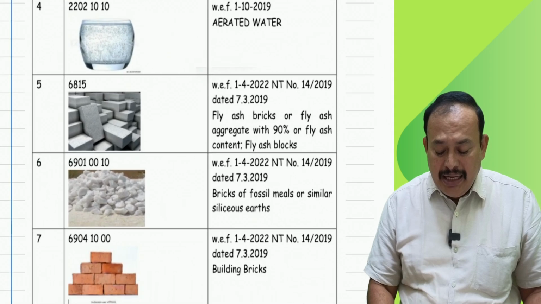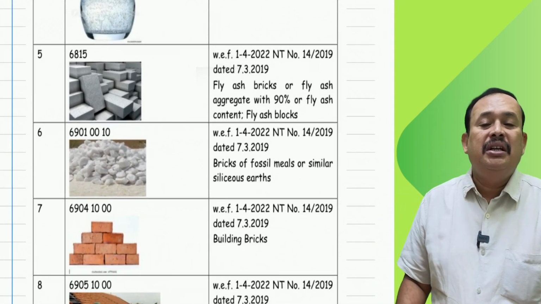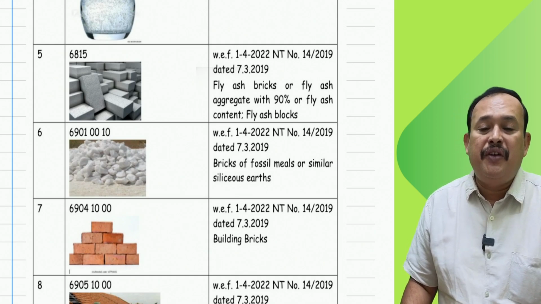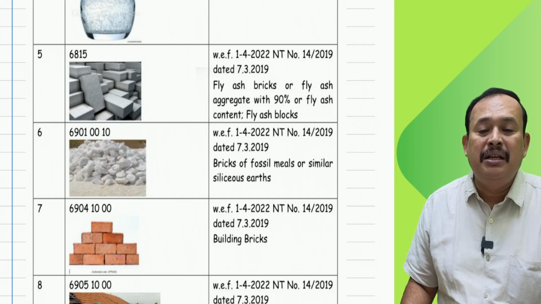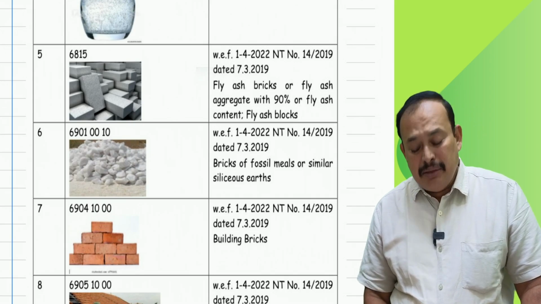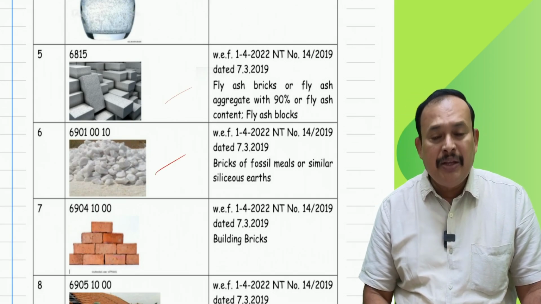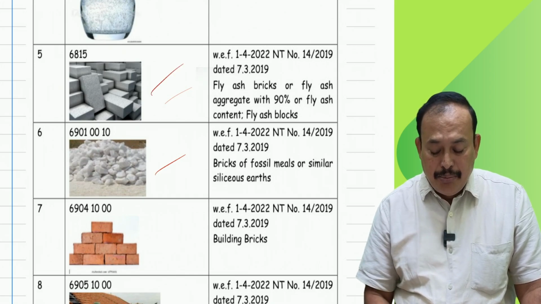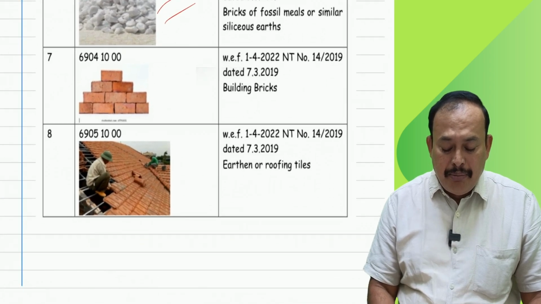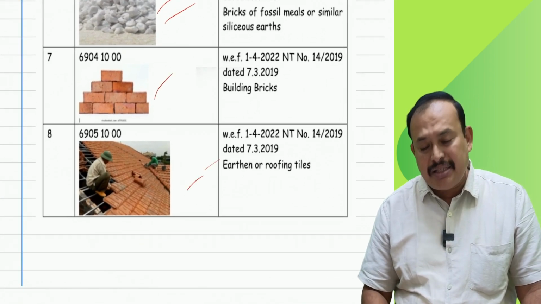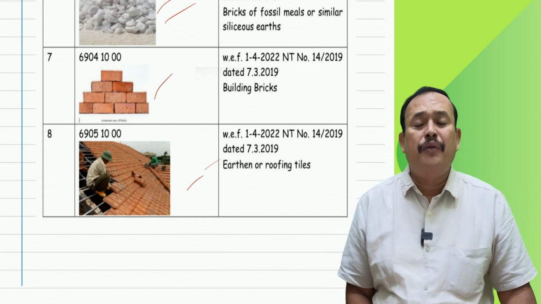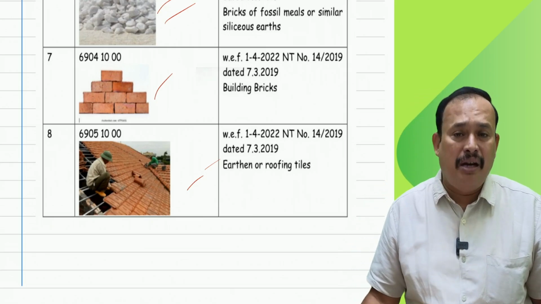Further, fly ash bricks manufacturers are disqualified from composition scheme. Manufacture of bricks of fossil meal, diatomaceous earth, also not qualified for the composition scheme, irrespective of the turnover. The fly ash bricks or fossil meal or building bricks manufacturers or roofing tiles manufacturers are disqualified from composition scheme, irrespective of their aggregate turnover.